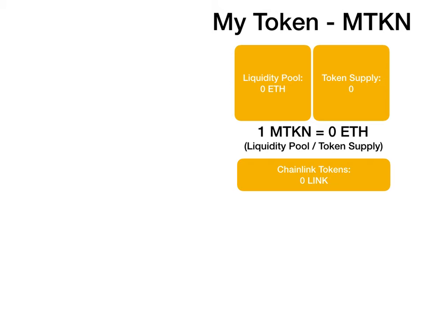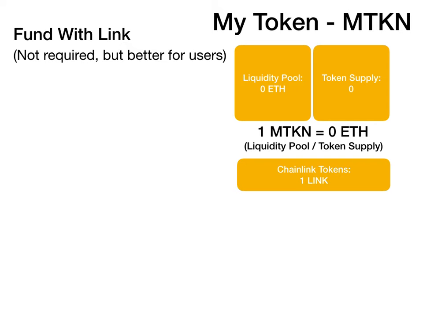All right, so here we are. We've created a token. Now, the first thing that's a good practice, it's not required, is to put a little bit of link into the contract. So in this scenario, I just put one link in there to kick things off, and it will still function perfectly without it. It's just a little better for users if that's in there, and we'll see why that happens a little bit down the line.